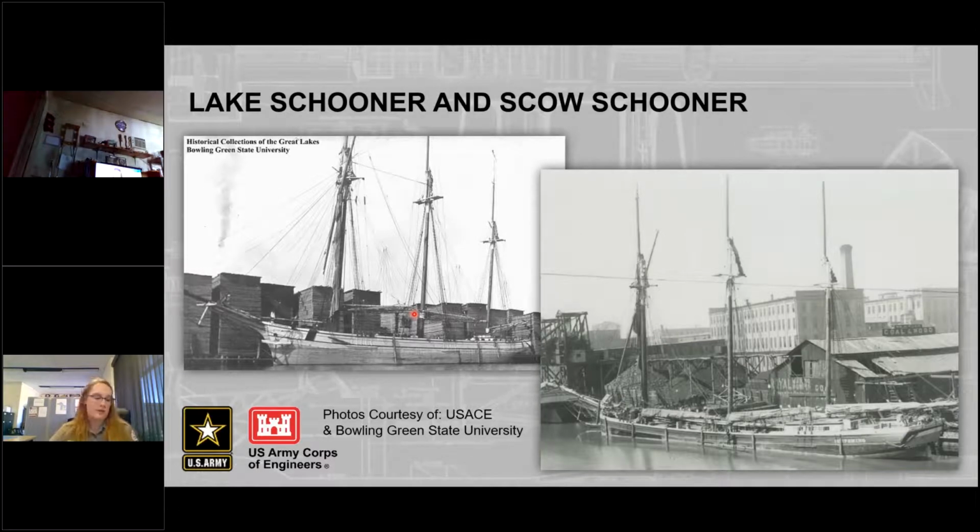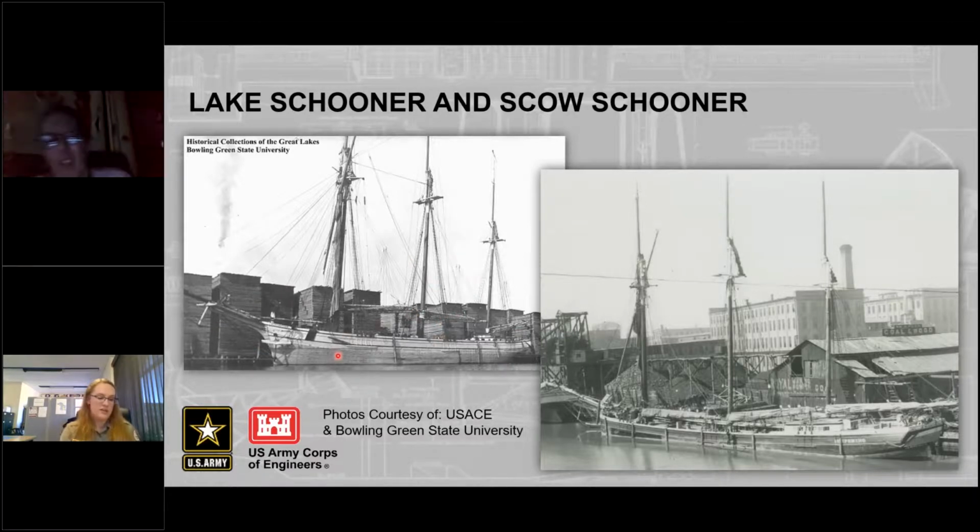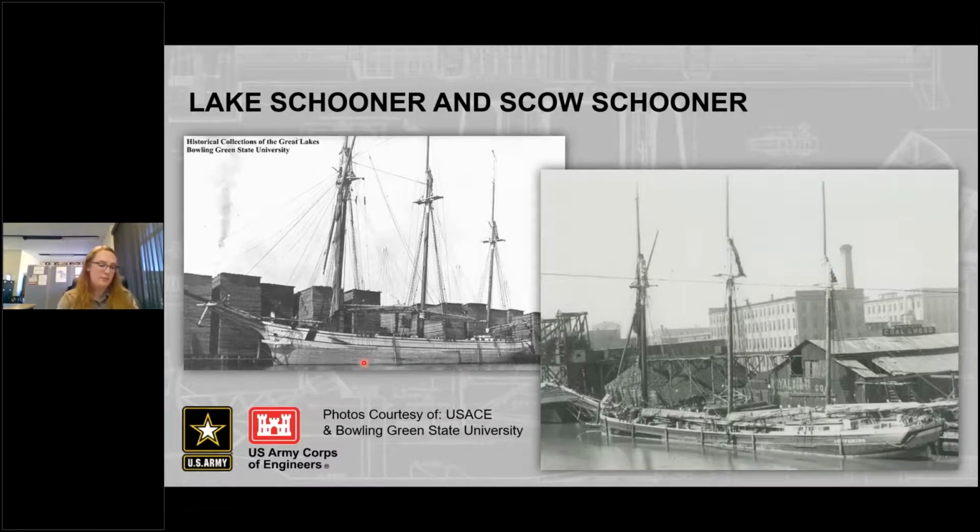On the left, we have an example of the classic three-masted lake schooner. This was the favorite sailing vessel of mid-19th century sailors due to their maneuverability in small spaces and stability on open water. This one's name is the Resumption. She was built in 1879.